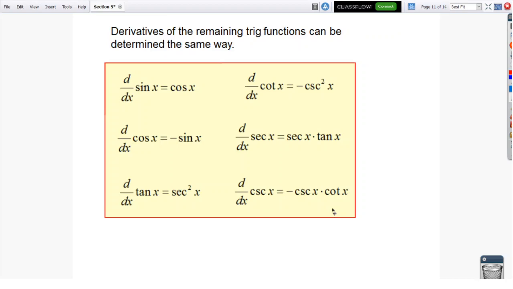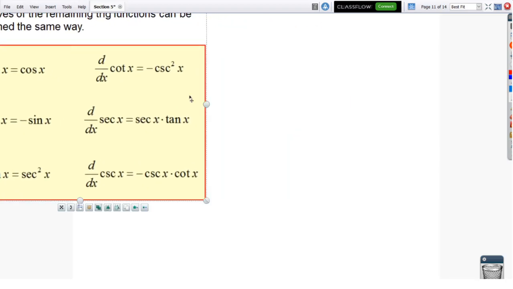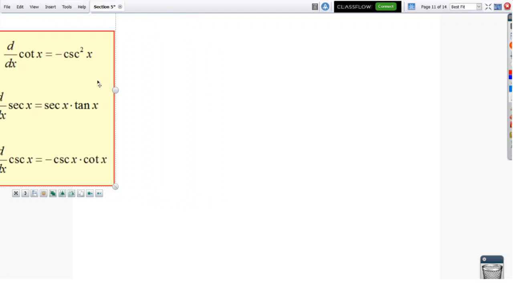All right, so the remaining trig functions that we have for our derivatives are going to be the derivative of cotangent is negative cosecant squared of x. The derivative of secant is secant tangent, and the derivative of cosecant is negative cosecant cotangent. I'm going to give you guys a huge hint. I don't have these memorized in this order. So I'm just going to shift this over to the side.